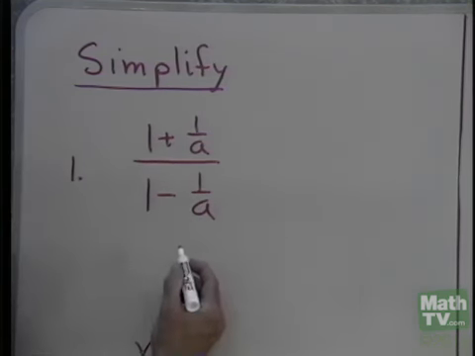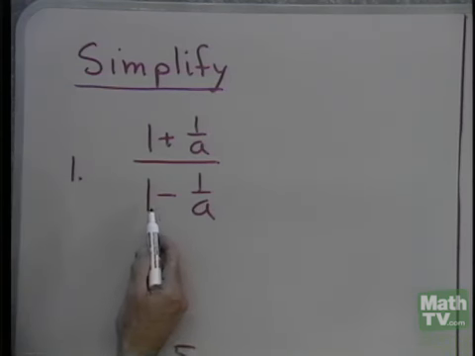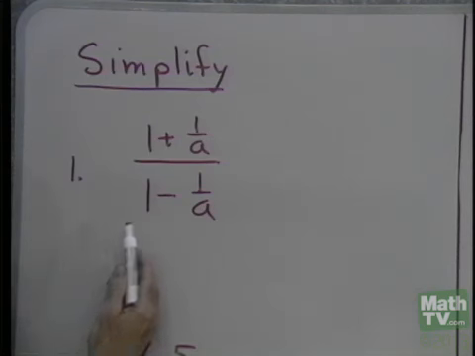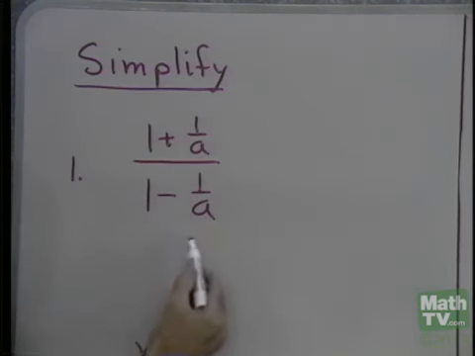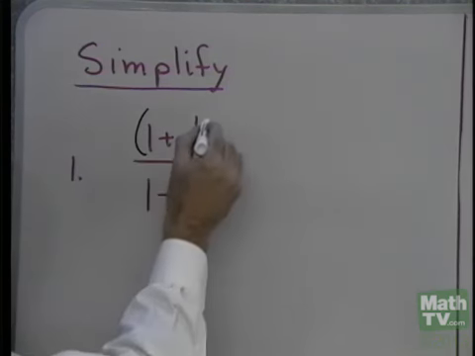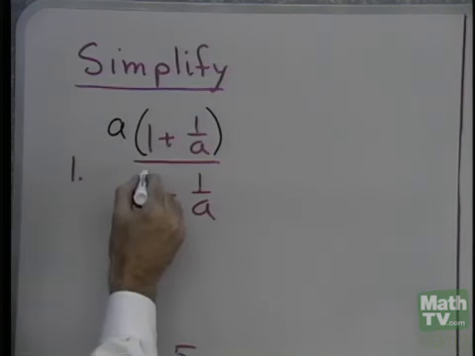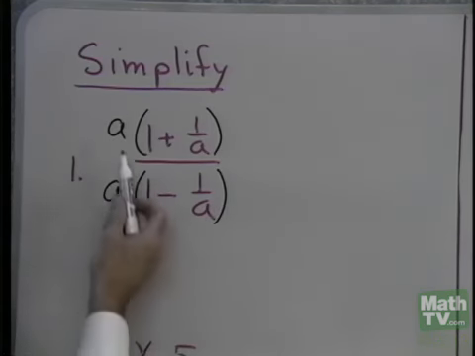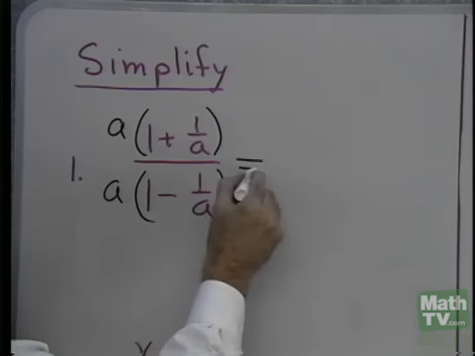One way to simplify a complex fraction is to look at the denominators of all the small fractions that you see and multiply the numerator and denominator of the complex fraction by that least common denominator. So I see I have a least common denominator of a. I'm going to multiply this numerator by a and this denominator by a. So I've multiplied the numerator and denominator by the same amount. I haven't changed the value.